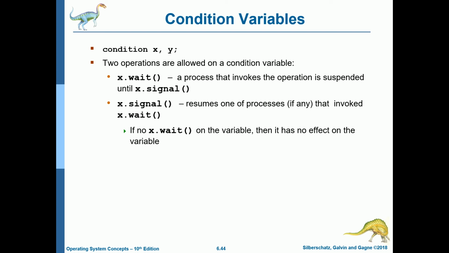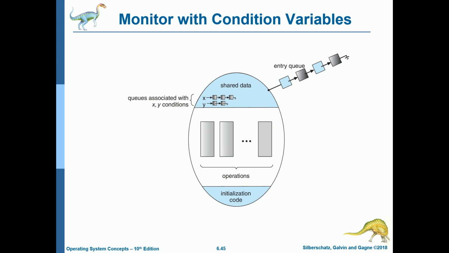Now let's suppose that when x.signal is invoked, there exists a suspended process Q associated with the condition x. Clearly, if the suspended process Q is allowed to resume its execution, the signaling process P must wait. Otherwise, both P and Q would become active simultaneously within the monitor. We can now see how the monitor can be augmented using these condition variables.